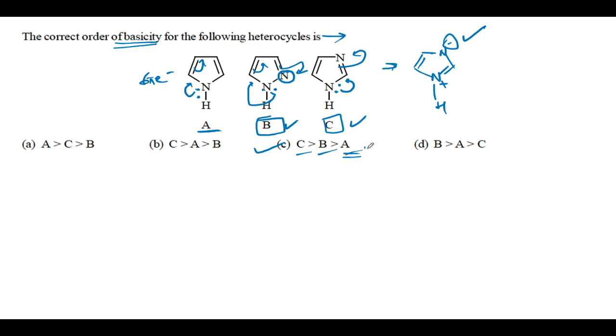There are two reasons for it. One of them is the minus I effect of this nitrogen, and the other one is that third position is always more electron rich as compared to the second position, right? So that is why, because of the electron flow is like that, this one is going to be more basic.